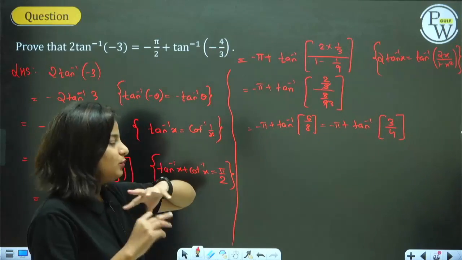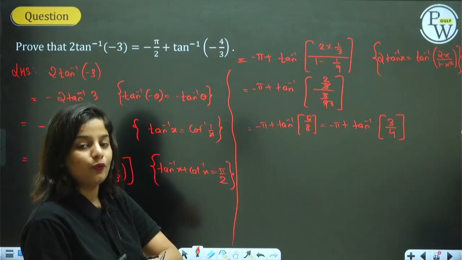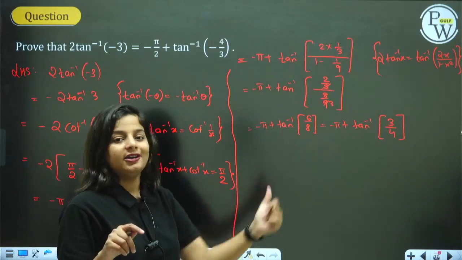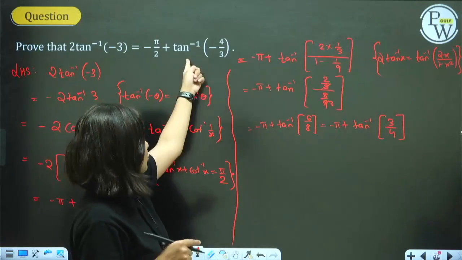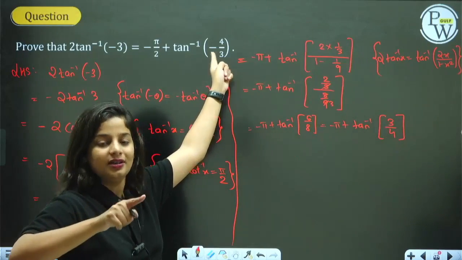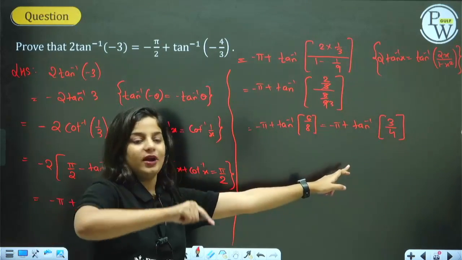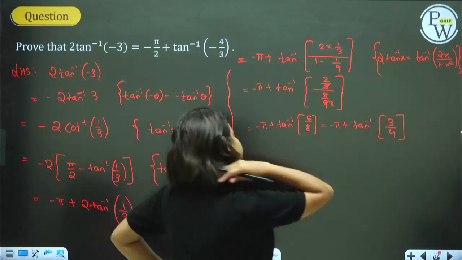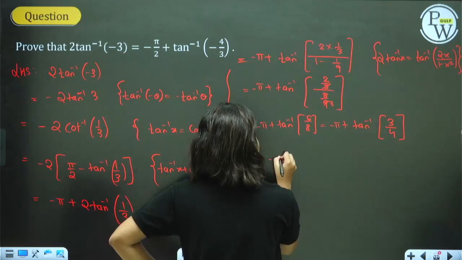So how do I convert this 3 by 4 into 4 by 3? You will say, ma'am, write it as cot inverse 4 by 3. But do we want cot? No. We want tan only. We want tan and then 4 by 3, not 3 by 4. Oh, now what to do? Now what to do?